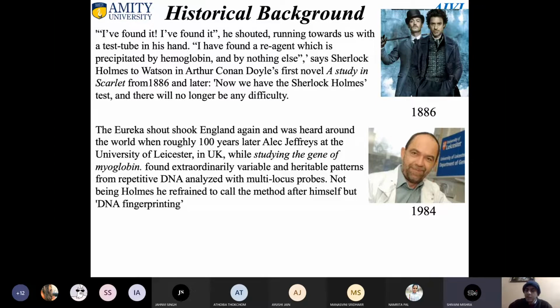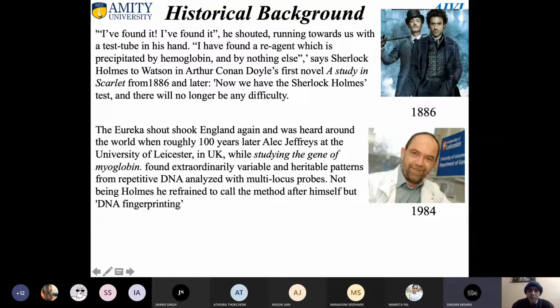When the variability is there, it doesn't mean that if I got a variable sequence in me, this variable sequence just stays with me. It is not like that. Yes, this variable sequence is further moving to my offspring also. Okay, so that is his discovery. And in what form was it? It was in the form of repetitive DNA sequences. And he used the repetitive DNA analysis and multiple DNA probes.